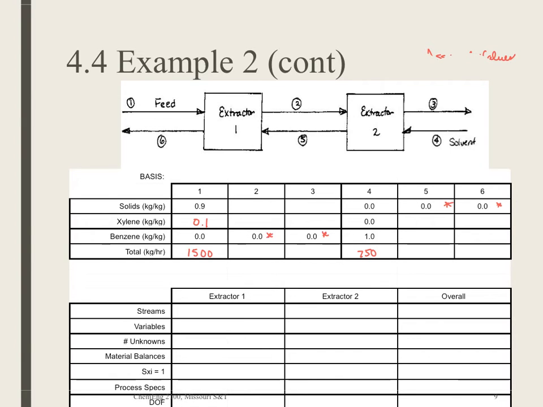Okay, so the rest of the things, I don't really know what they are. Since we're focusing on xylene, I'm going to call this X2, X3, X5, and X6. This therefore would be 1 minus X5. They have to add up to 1. 1 minus X6, 1 minus X2, 1 minus X3. The flow rates I'll just call F2, F3, F5, and F6. So let's move on.